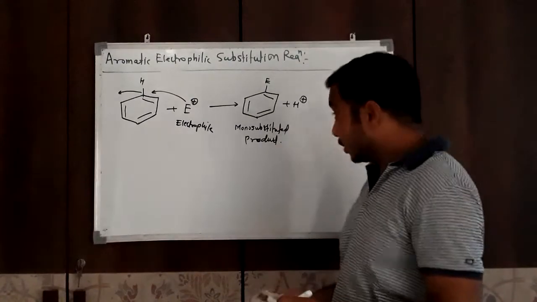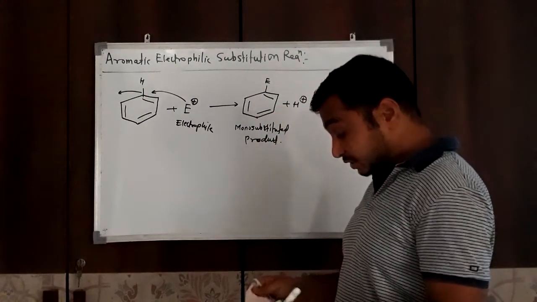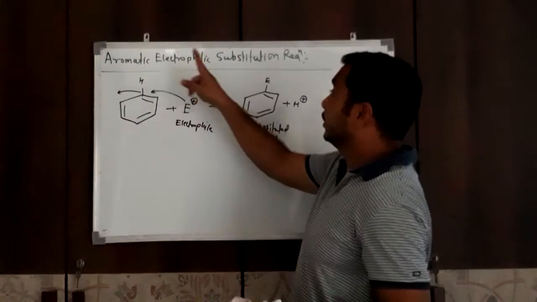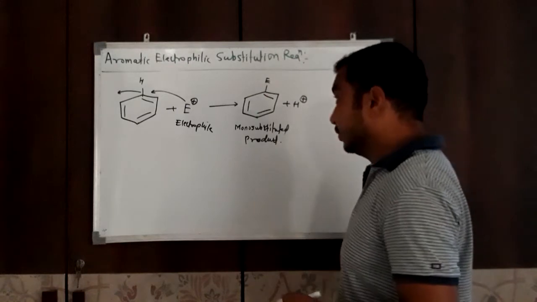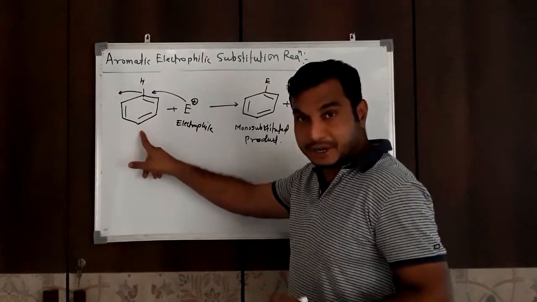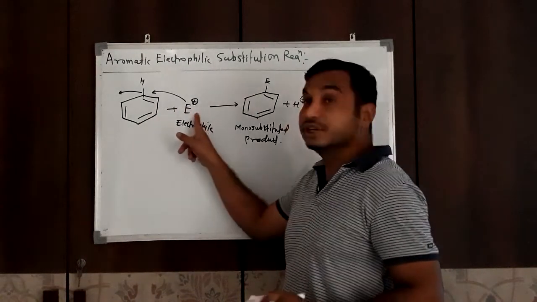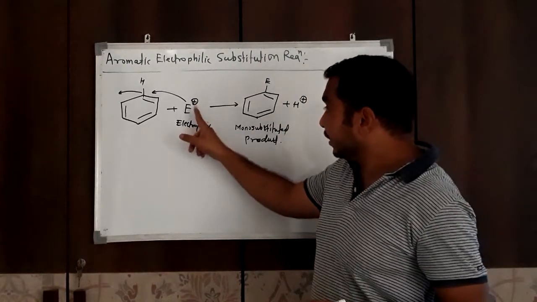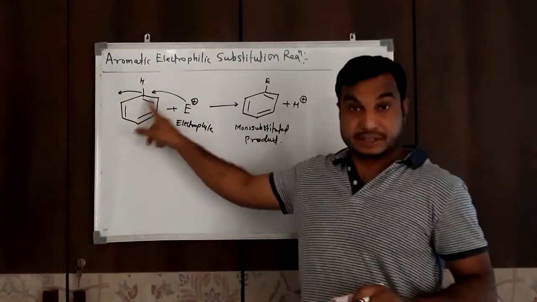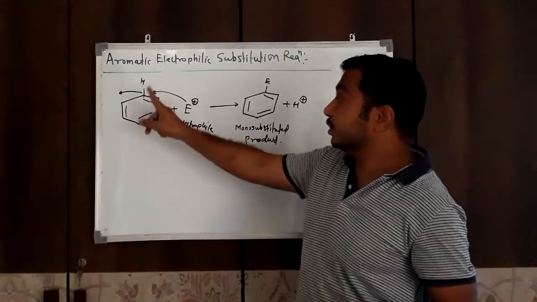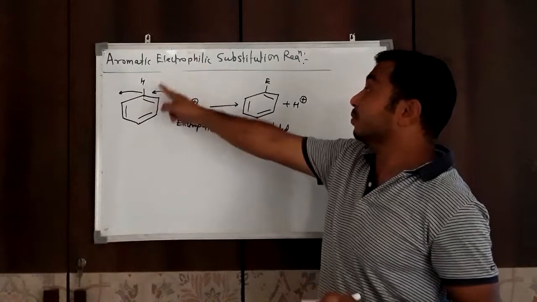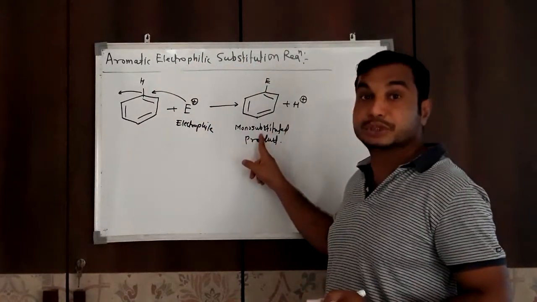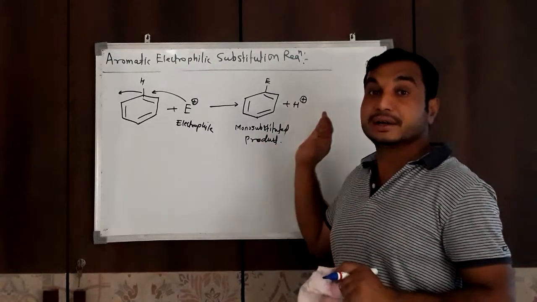Now, how does this reaction take place? We will discuss its common mechanism, the common mechanism of aromatic electrophilic substitution reaction. Here benzene is an aromatic compound. This reagent E plus is from the positive part of the reagent, which is the electrophile. E plus replaces H plus from the benzene ring. So it is aromatic electrophilic substitution reaction. The product obtained is a monosubstituted benzene.